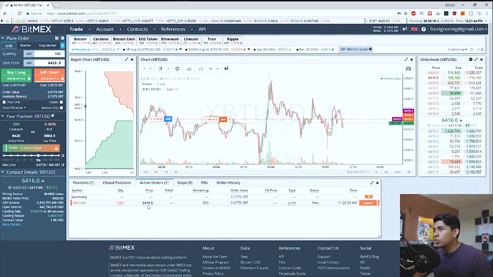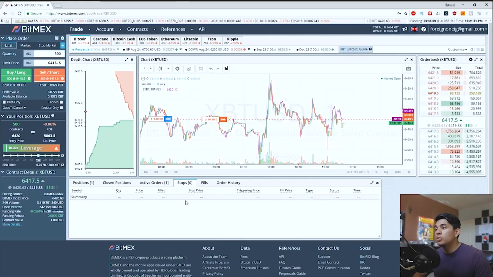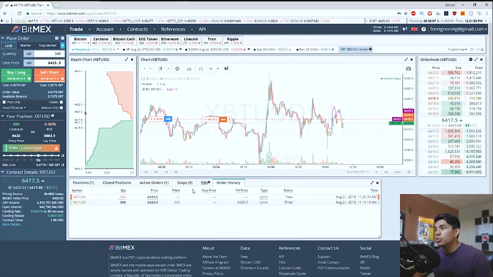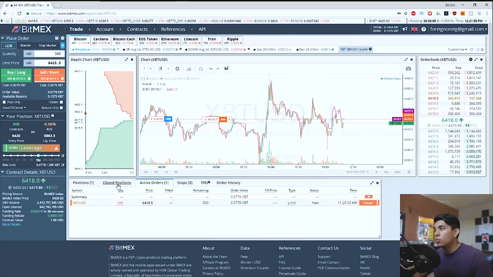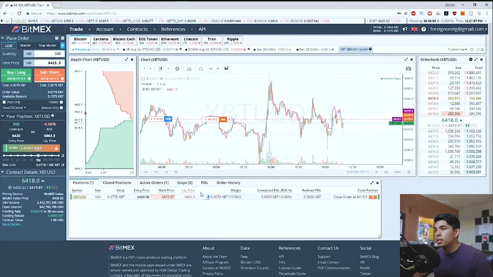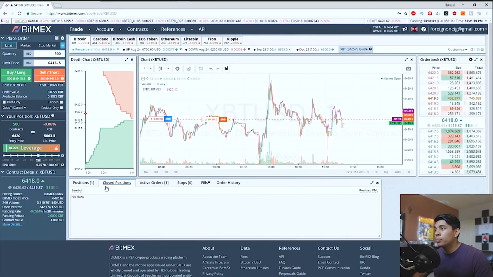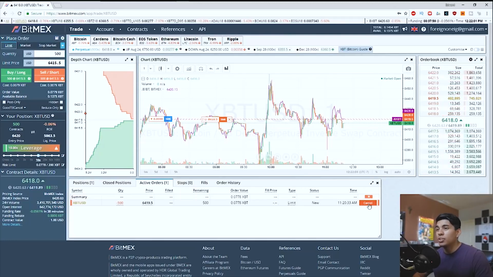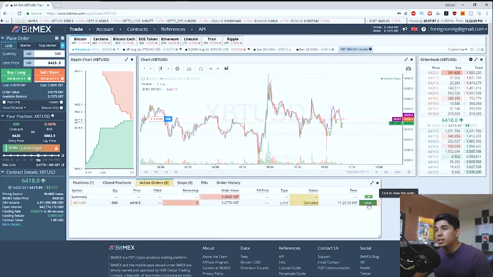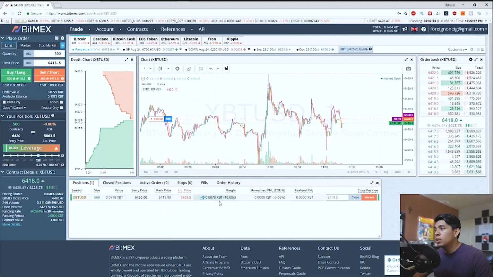You can see active orders right here. It still hasn't been submitted, hasn't been filled. There haven't been any fills. Here you would see your stop losses, your fill history, your order history, your active orders, your closed positions. And let's say, for example, it's still active and you're kind of impatient, you can always just cancel it. So you can see the order was canceled. So we go back to market and it would actually just close at whatever market price it's at right now.